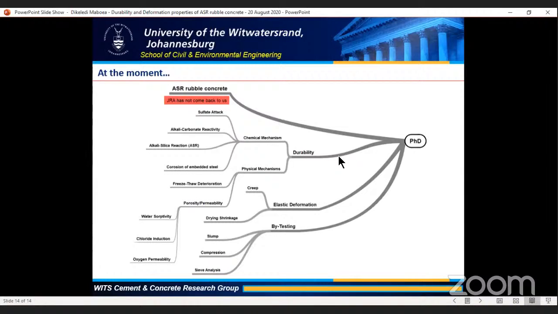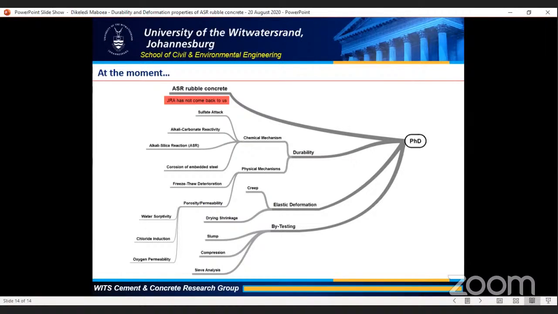At the moment, sorry, this is not visible. At the moment for the PhD, like I said, we don't have the rubble as yet. So we are in communication with the JRA to locate where it is so we can get it to use for our investigation. And we are going to be looking at the durability, the long-term elastic deformation, and the just elastic deformations.